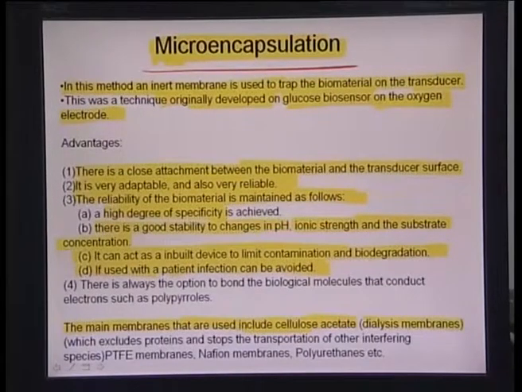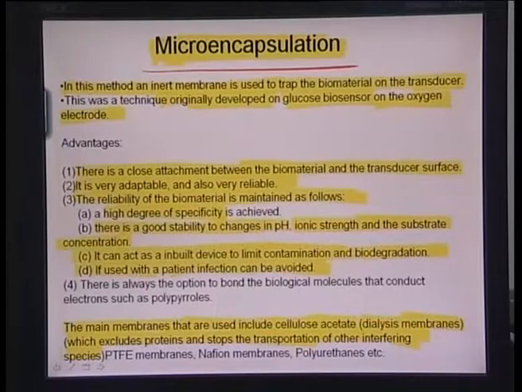Remember, dialysis membranes are made up of cellulose acetate, and they are put external to the body wherein the blood is flown, and there is always some kind of separation of essentially urea and other harmful salts in the blood. This excludes proteins and stops the transportation of other interfering species. This particular cellulose acetate membrane, due to its hydrophobic nature, prevents the proteins or some other interfering species from getting filtered across it.